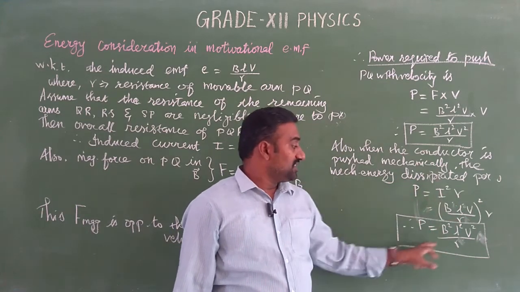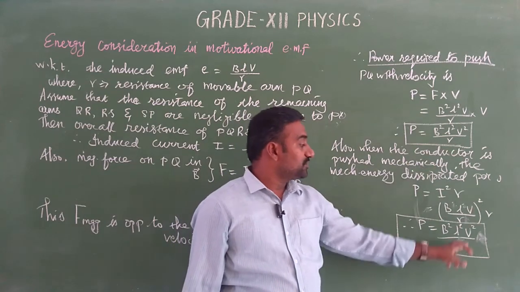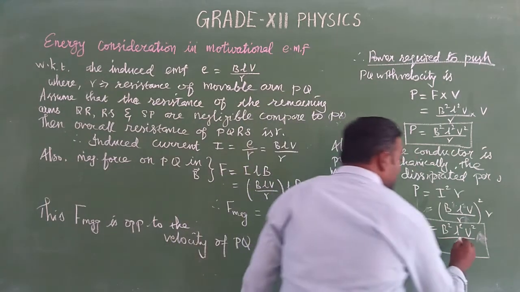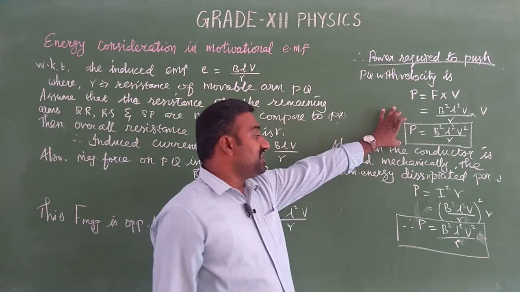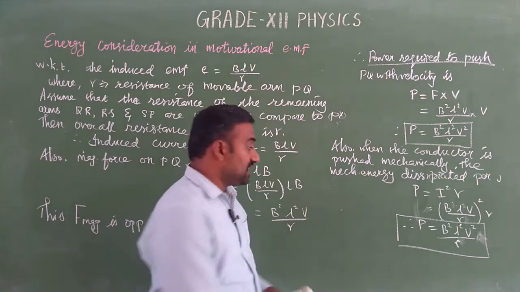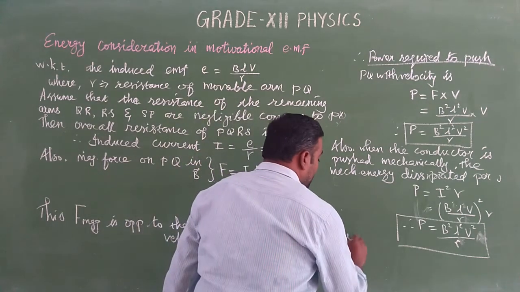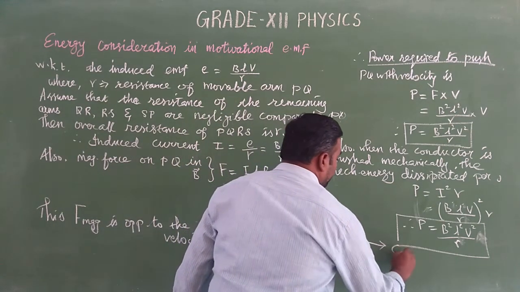So both the powers are the same. Both the powers are B square L square V square by R. So this power is the same as the power needed to push. Therefore, we can say that the mechanical energy is converted into electrical energy.